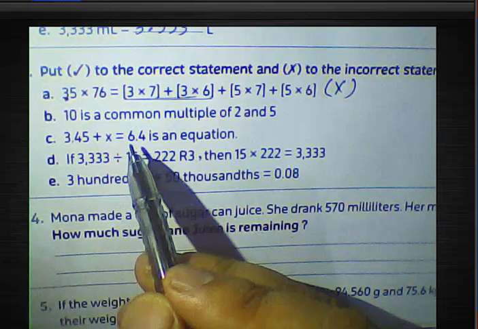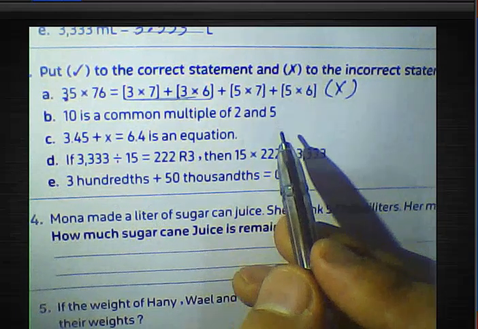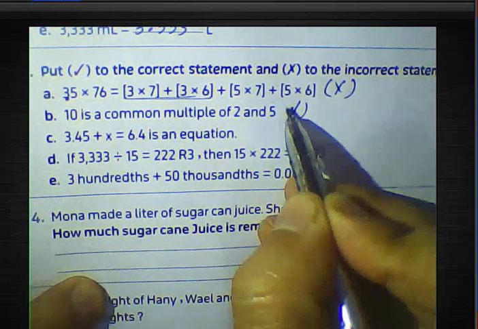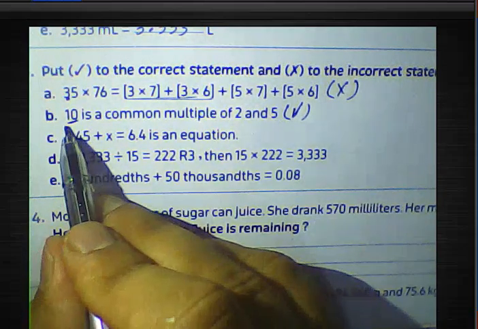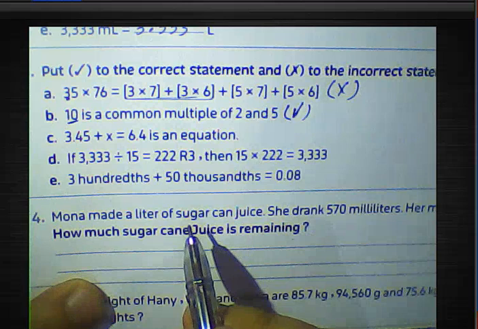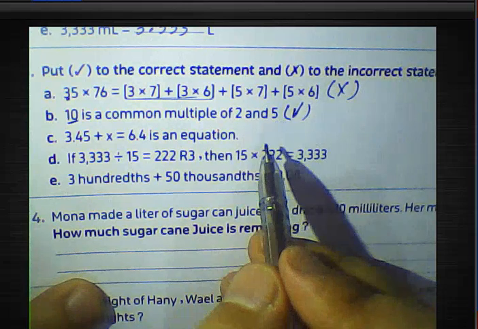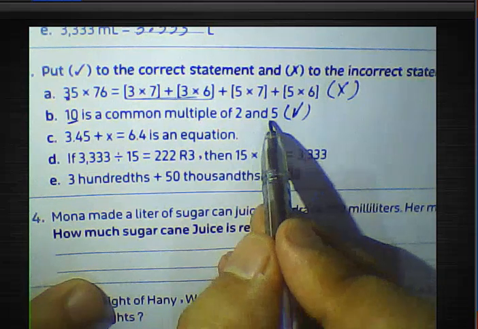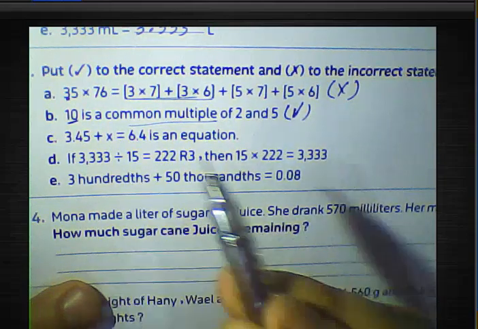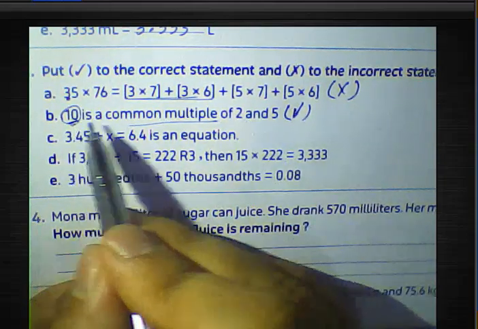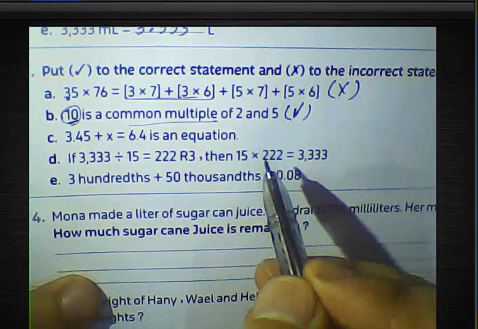Letter B. 10 is a common multiple of 2 and 5. Yeah, true. Because 2 times 5 equals 10, and 10 can be divided by 2 and divided by 5. And 2 and 5 are prime numbers. If we have two prime numbers, we must multiply them to find the common multiple. Or 10 can be divided by 2 and 10 can be divided by 5.